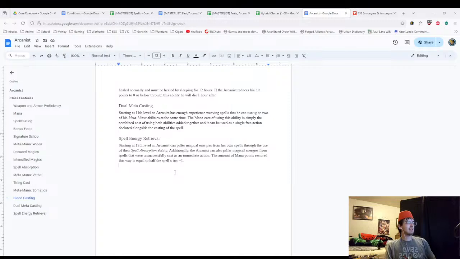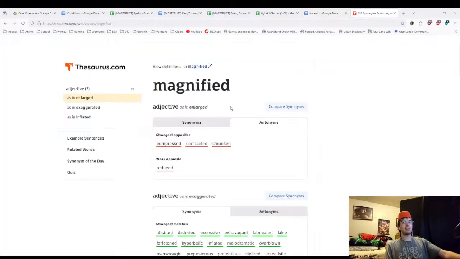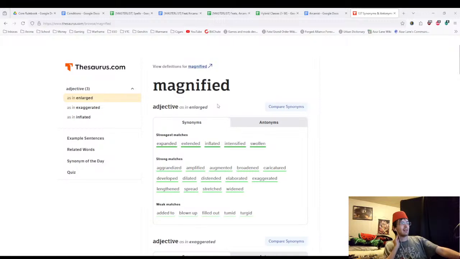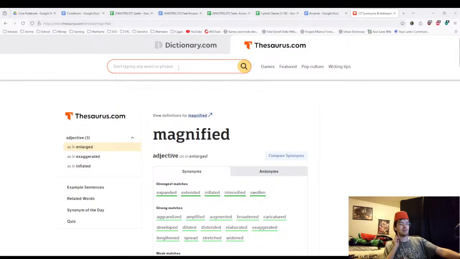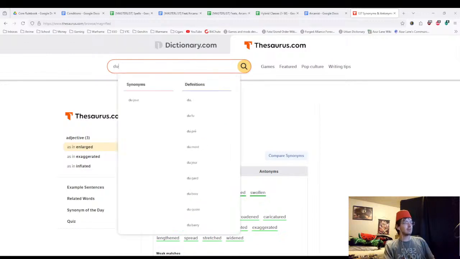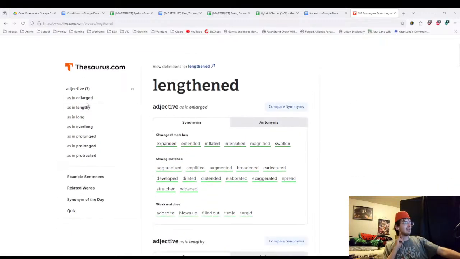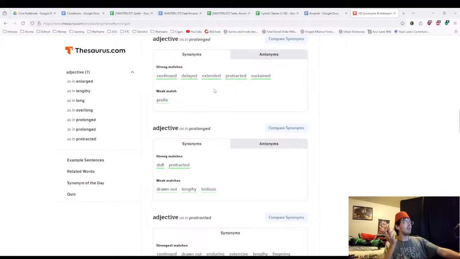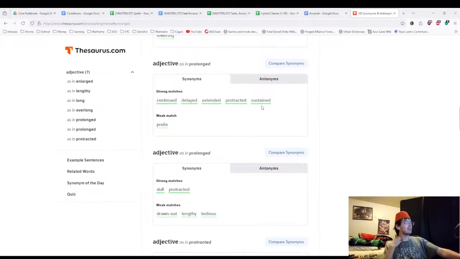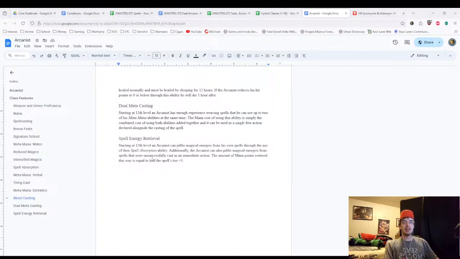Let's see. This is where we need thesaurus.com. Or Aiden, if you're still there, a single word meaning to extend the duration. Help me out. As in enlarged, prolonged. Oh, prolonged. There we go. Meta mana prolonged. Never mind, Aiden. I got it.